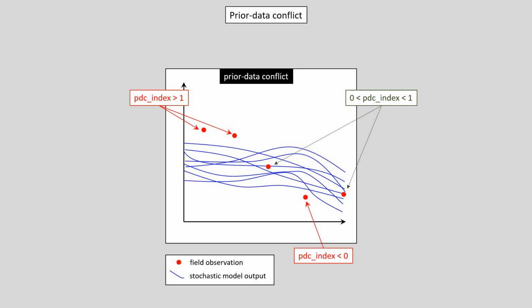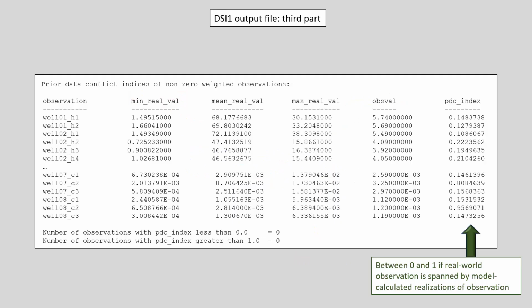quantity. The PDC index is between 0 and 1 if the observation is spanned by stochastic model outputs. This is what we'd like. This suggests prior data conflict. And if we have too much prior data conflict, then we have to question the outcomes of data space inversion analysis. Here in the third part of the DSI1 output file, the number of transgressions, less than 0, greater than 1, is listed.